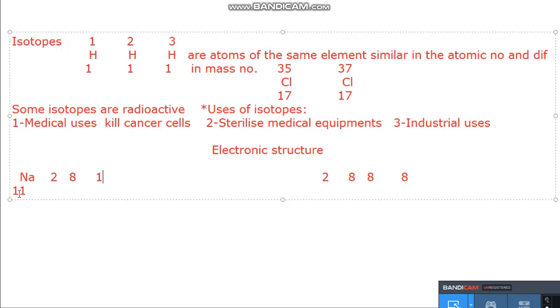Okay, is it clear? Yes. This is called electronic configuration or electronic structure. So if I gave you some atoms and told you to write the electronic configuration, you will do it like this. Now let's move on to how to identify the position of the element in the periodic table.